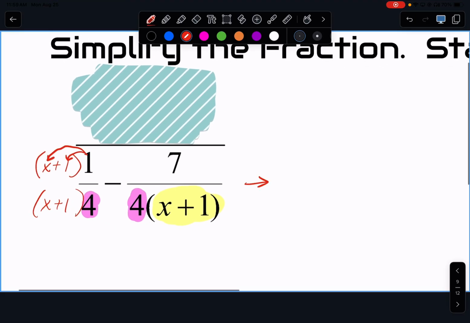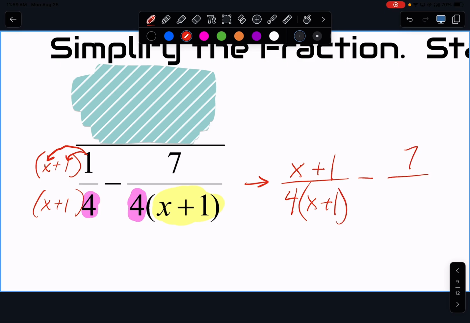So then what that turns into is x plus 1 over 4 times x plus 1 minus 7 over 4 times x plus 1. Now again, this is a step where you could probably combine a couple steps together, but I'm showing every step. Now I have that minus 7, right? So remember that is just like a negative 7. Subtracting the 7 is like adding a negative 7.